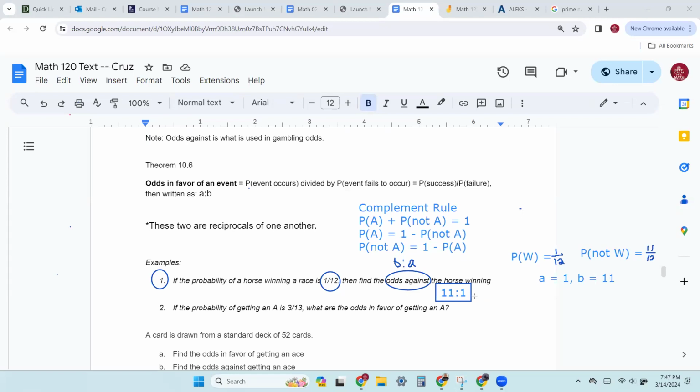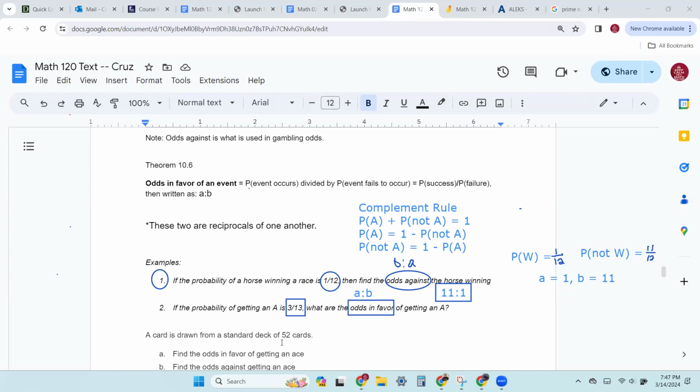All right, now we're going to do something slightly different. The probability of getting an A is 3/13. And now we want to find odds in favor of getting an A. So the form of what we want is A to B now, because that's odds in favor.